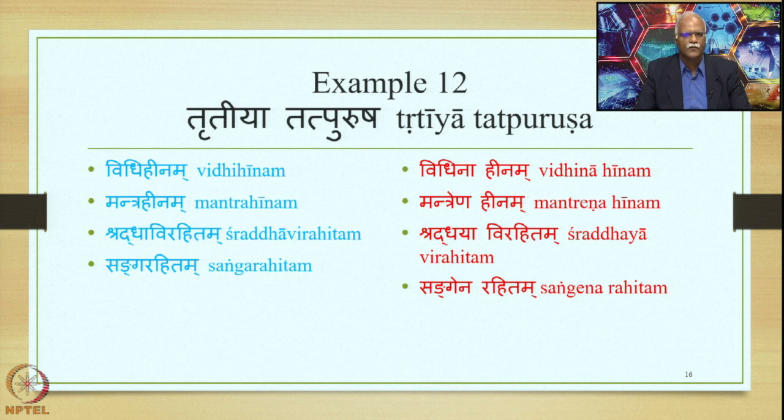Also, Vidhi Heenam and the Tritiya Tatpurusha Samasa is formed. And the Laukika Vigraha is Vidhina Heenam. Mantra Heenam, Mantrena Heenam. Shraddha Virahitam, and the Vigraha is Shraddhaya Virahitam. Sangha Rahitam, also the Vigraha is Sangena Rahitam.